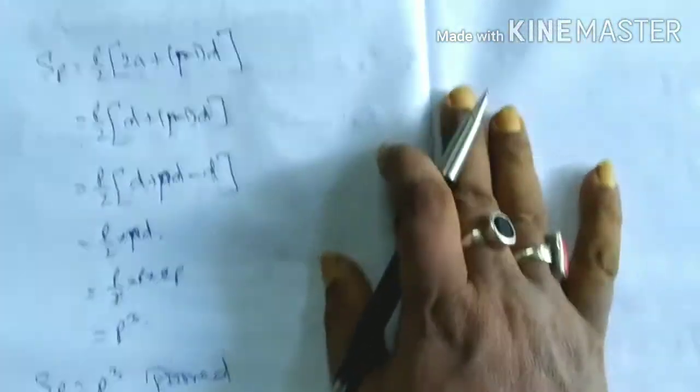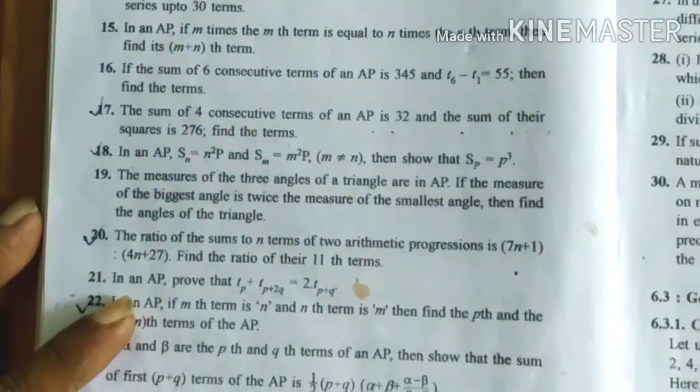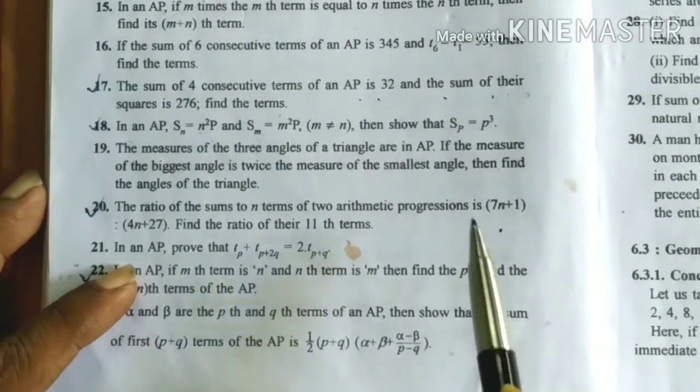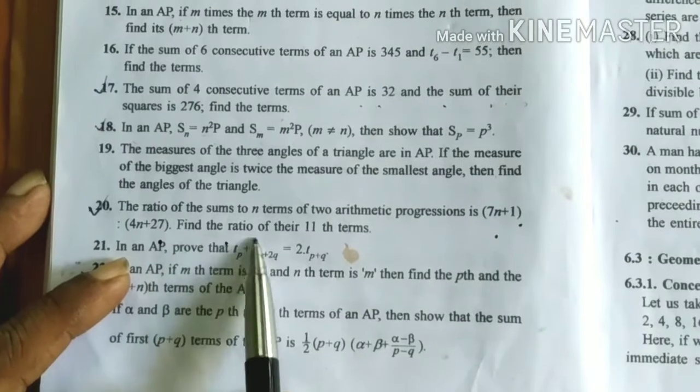Now I am going to question number 20. The ratio of the sums of n terms of two arithmetic progressions is 7n plus 1 is to 4n plus 27. We have to find the ratio of their 11th terms.